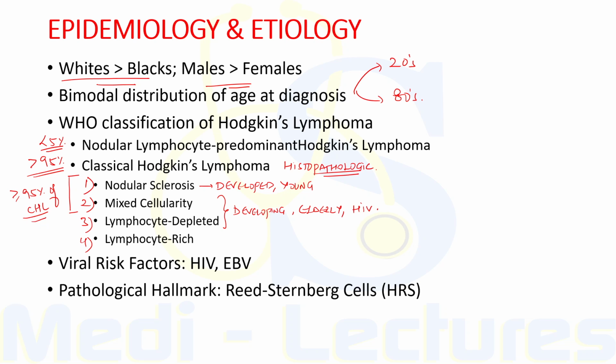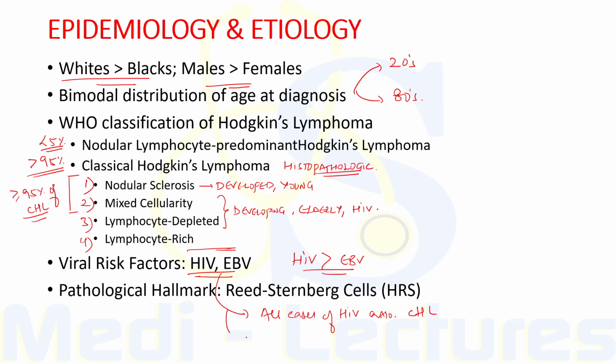Now, viral risk factors of this lymphoid malignancy include human immunodeficiency virus and Epstein-Barr virus. But viral oncogenesis appears to play a greater role in HIV as compared to Epstein-Barr virus in the pathogenesis of this tumor. Because Epstein-Barr virus can be detected in all cases of HIV associated classical Hodgkin's lymphoma.